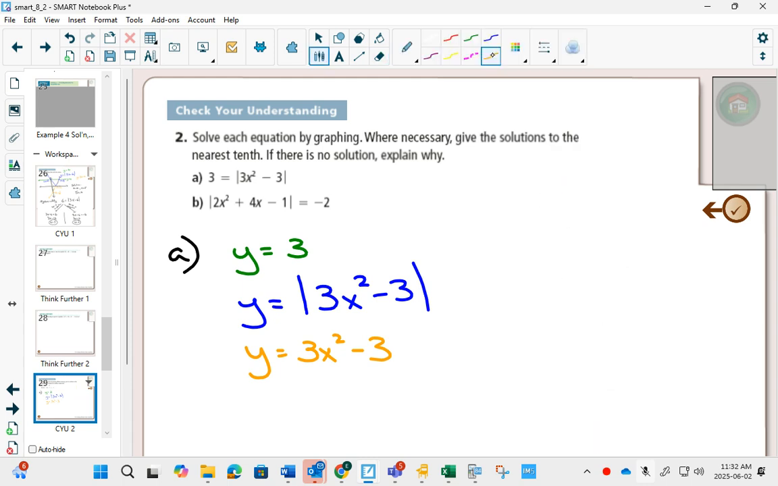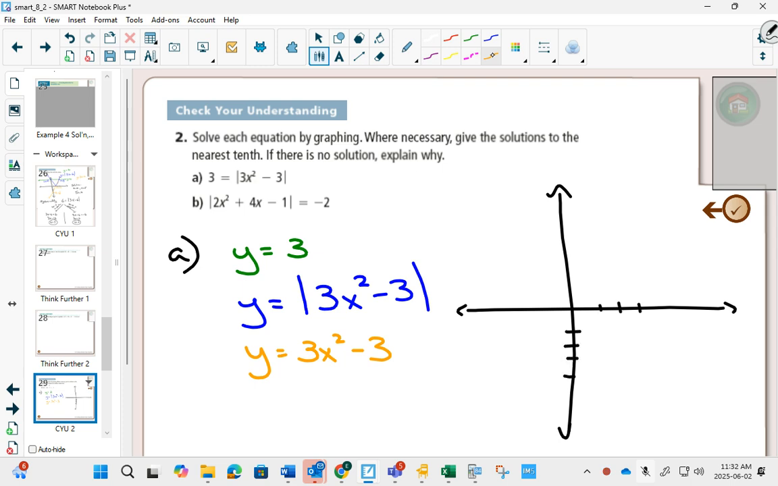Attempt number 3, the black line. Y equals 3. That's easy to graph. Horizontal line. To graph the blue graph, I first have to graph the inside. So 3x squared minus 3.